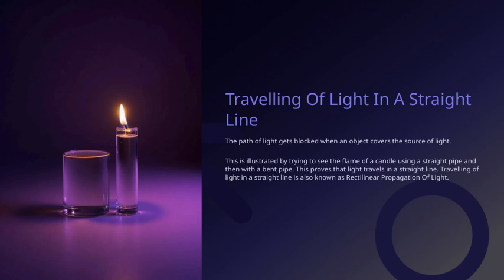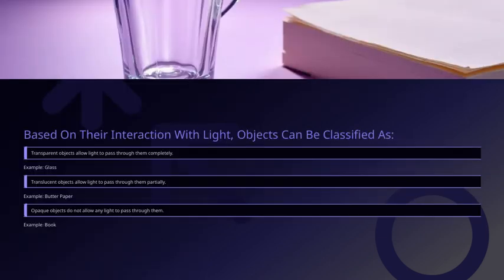Recognizing this straight line movement helps us understand many optical phenomena and is fundamental to how we study light in general. It's an important concept that links to the broader theme of how light behaves in our environment. Now, let's talk about how objects can be classified based on their interaction with light.